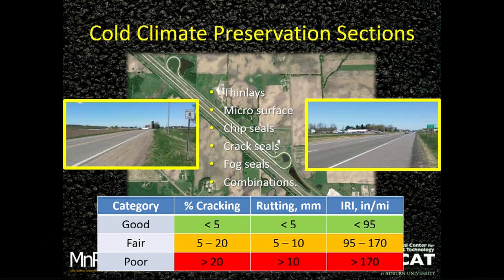They want to continue to spend money the way they choose. So it breaks down pavements in terms of poor condition, fair condition, and good condition, and it specifies ranges for flexible pavements, for cracking, for rutting, and for IRI.